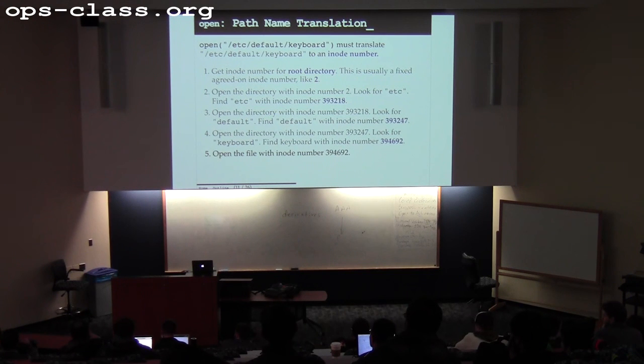What does the directory have to store? It has to store a mapping between what and what? The name, the path name component, and the inode number. Which part of that can I control? Yeah, make a bunch of files that have really, really, really long names, right? Because that name has to be in there somewhere.